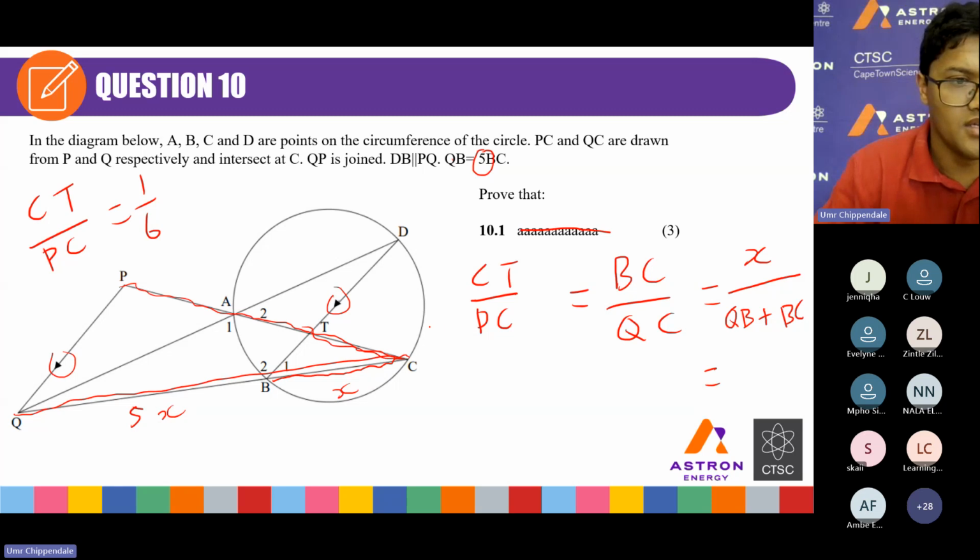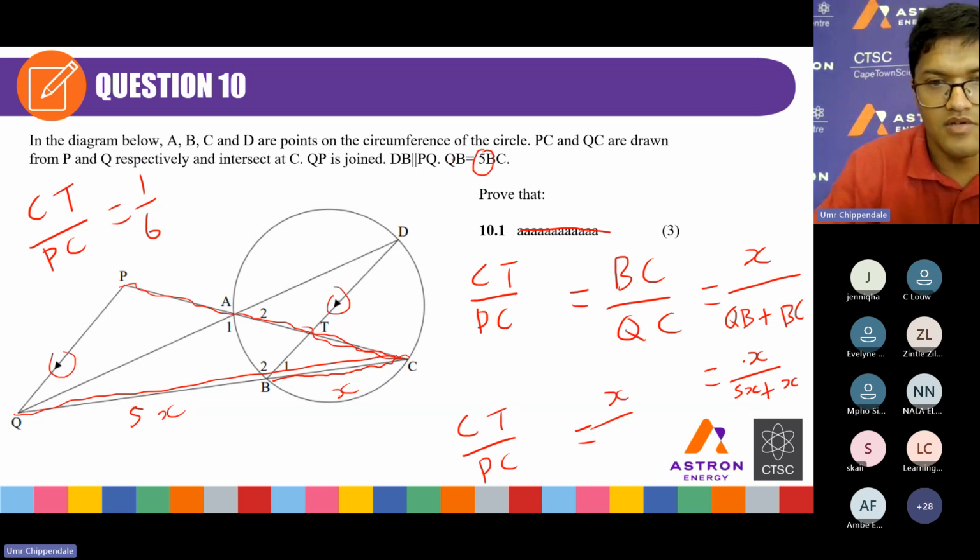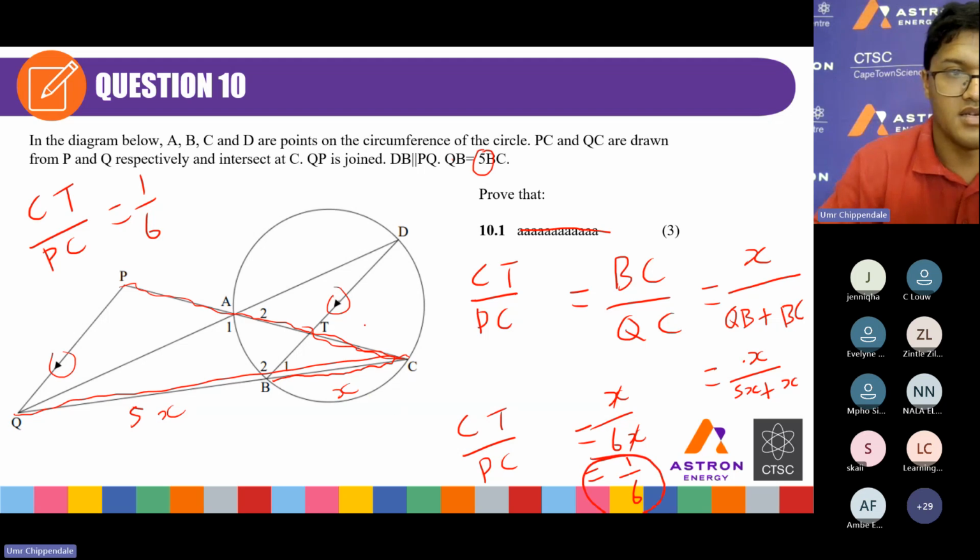our QB is 5x, so it's x over 5x plus only x. So therefore, that's going to be CT is equal to PC, and that's equal to x over 5x plus x, which is equal to 6x. X is cancelled, so that's going to be equal to 1 over 6. And that's how we get this one, so 1 over 6.